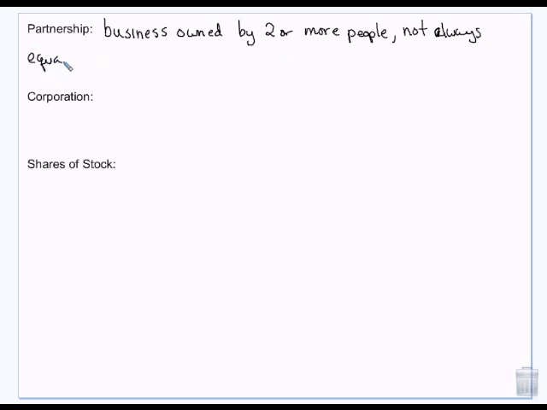Okay, partnerships occur when a business is owned by two or more people. Okay, it's not always equal. So let's say, for example, one of you and I went into a business together and I put up 75% of the money, you put up 25% of the money, I'd own 3/4 of the business. So it's not always equal, but that's up to the partners to decide. But each partner is still personally liable.